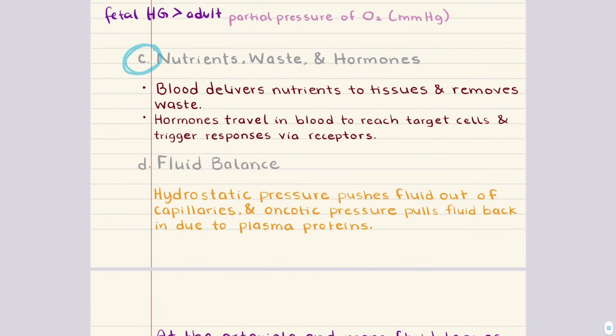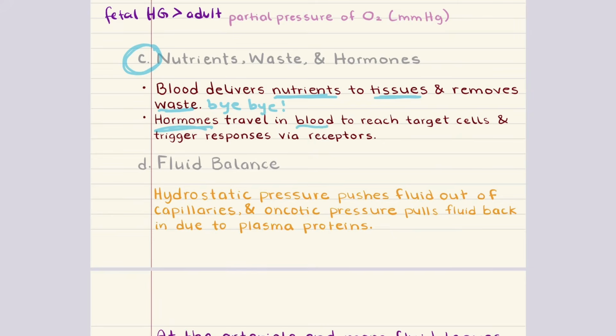and hormones. Nutrients like glucose, amino acids, and fats, they're absorbed from the digestive system and they're delivered by the blood to tissues throughout the body. Meanwhile, waste products like carbon dioxide are picked up from tissues and they're transported to organs like the kidneys or lungs for elimination. Hormones, which we know are chemical messengers secreted by endocrine glands, they also travel through the bloodstream.